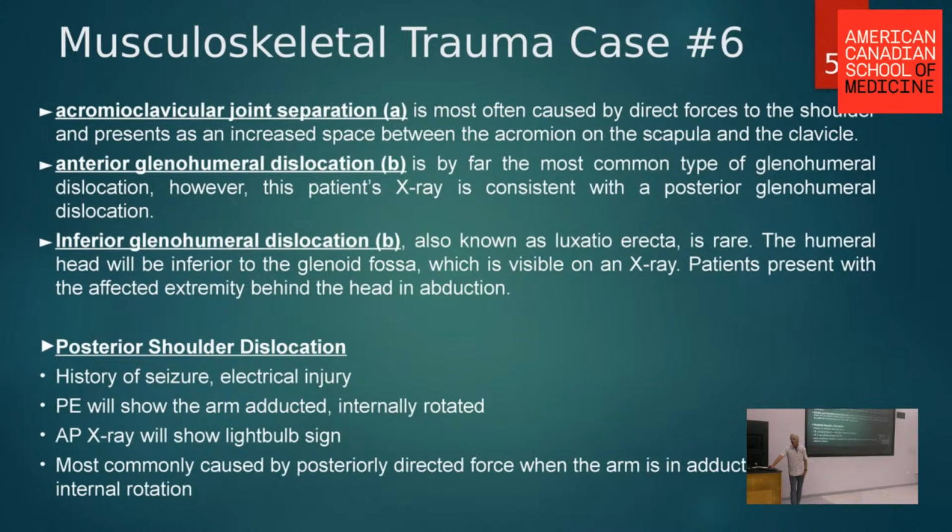Again, we talked about history of seizure, electrical injury, a physical exam. Usually you don't get much vascular compromise. You might get a little bit neurologic, so it's always good to check sensation across the deltoid to make sure that you haven't impacted the axillary nerve, or any other neurologic structures in this process. The inferior dislocations are much more prone to neurologic injury than posterior or anterior.